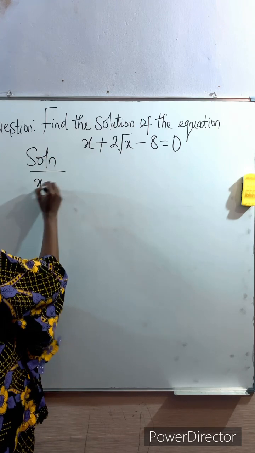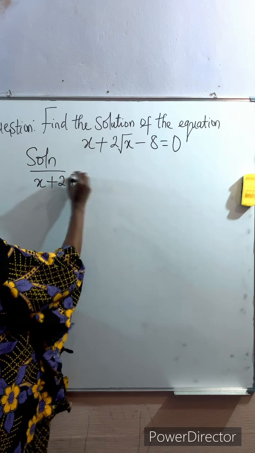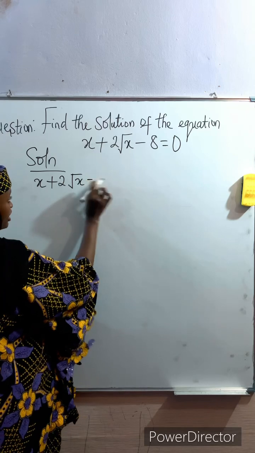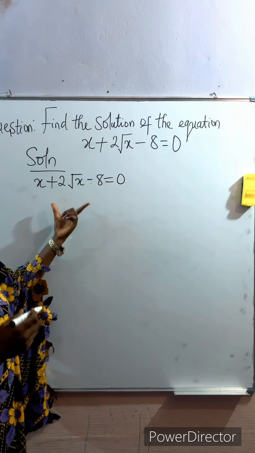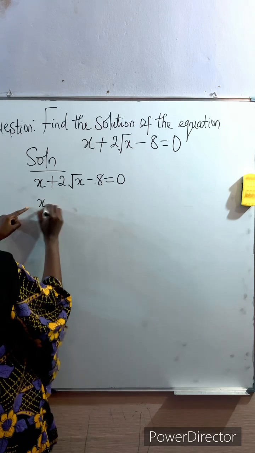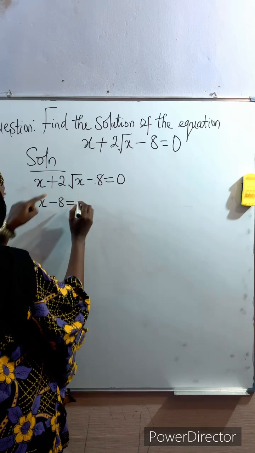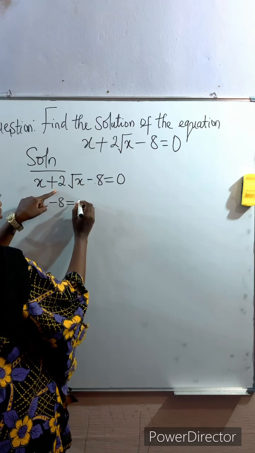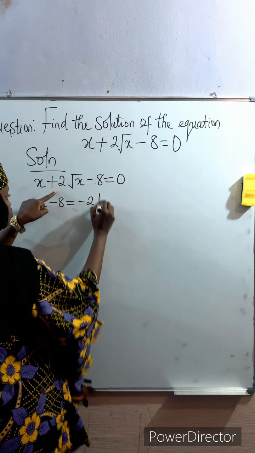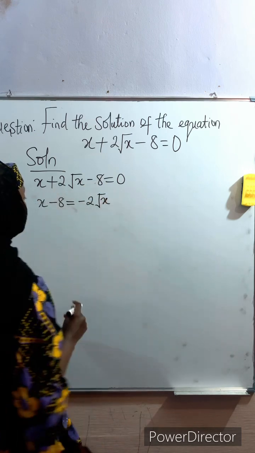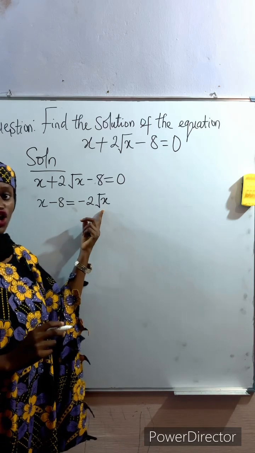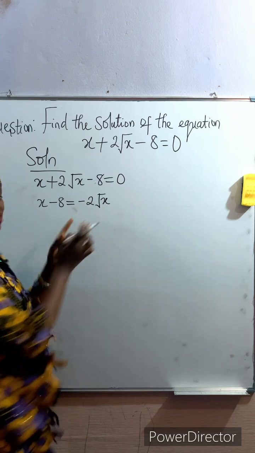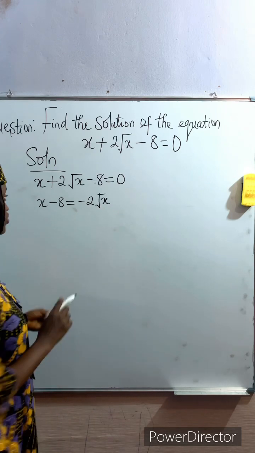We have x plus 2 root x minus 8 is equal to 0. So the first thing we need to do is to collect like terms: x minus 8 is equal to, the plus 2 root x becomes minus 2 root x. Okay, so from this point, for us to eliminate this square root sign, all we need to do is to square both sides of the expression.